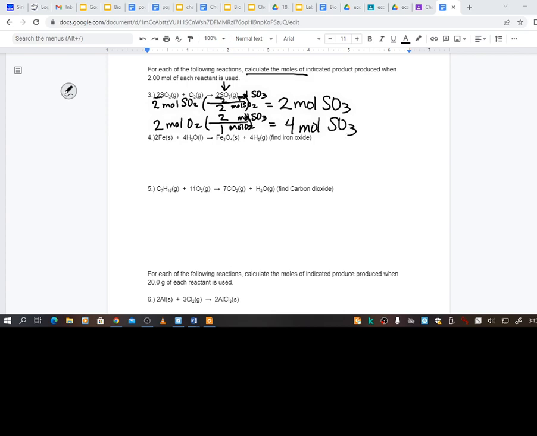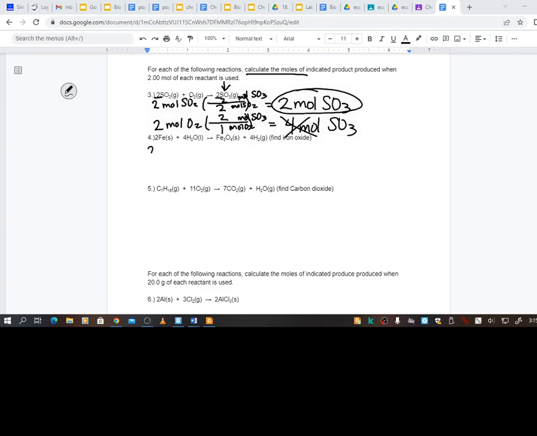All right, so here's the thing. It wants to know how much is produced. Well, your answer is going to be that, because what happens is you're going to make 2 moles of SO3, and then you're going to run out of sulfur dioxide. And you will run out of sulfur dioxide, so you will never have enough to make that 4 moles. You will make 2, and then you are done. And you've run out of one of your reactants. All right, number 4 is the same way.